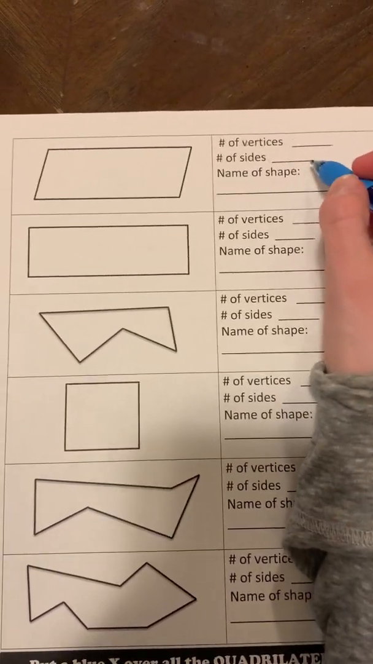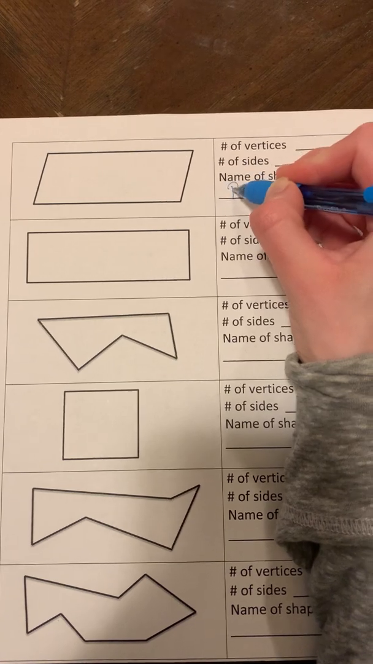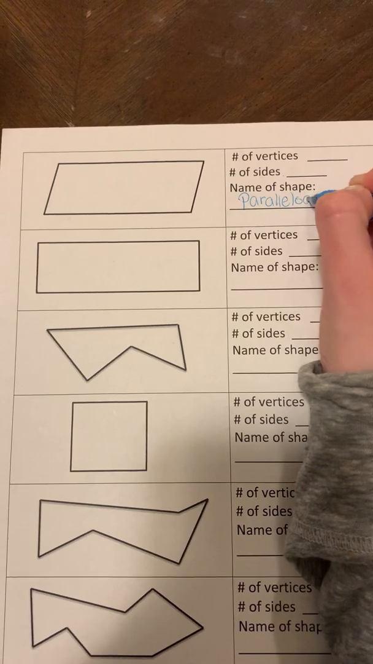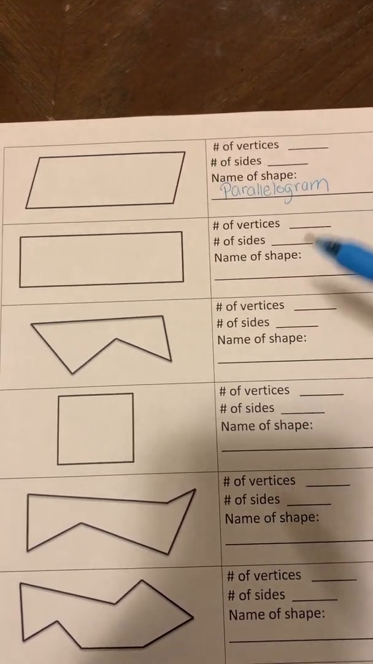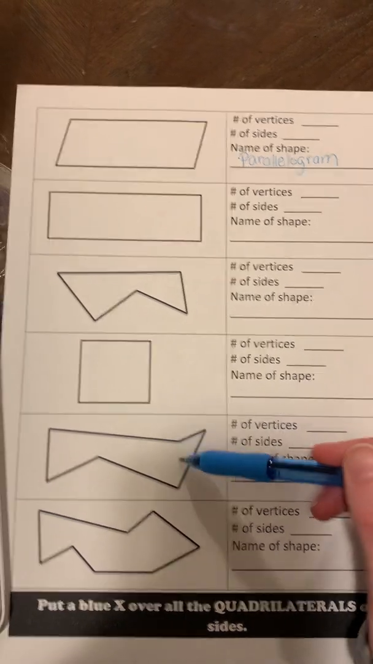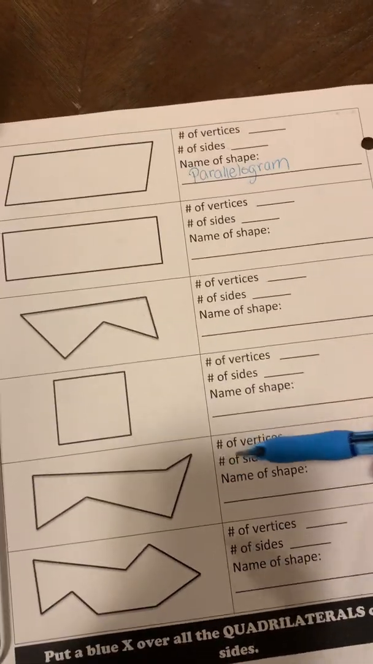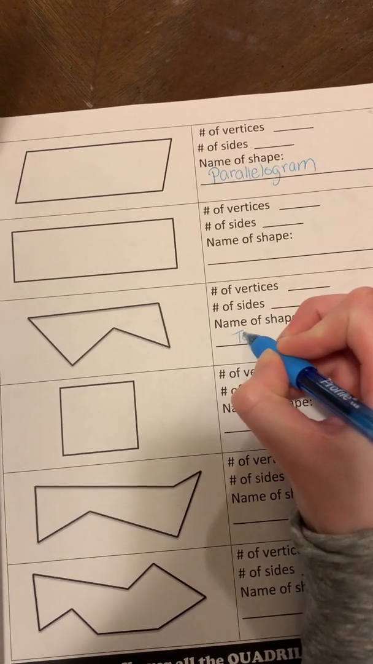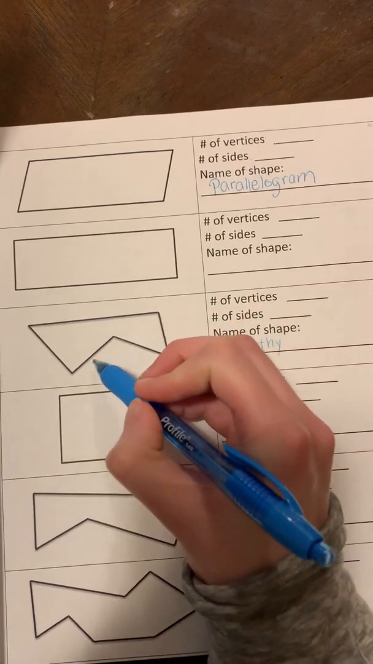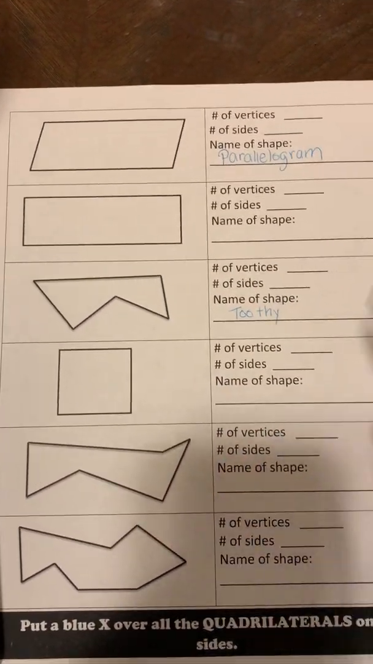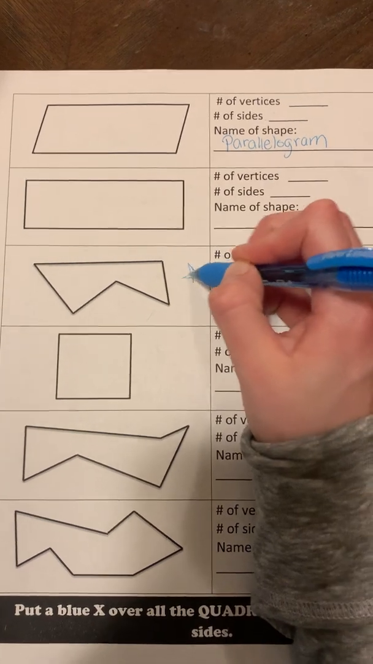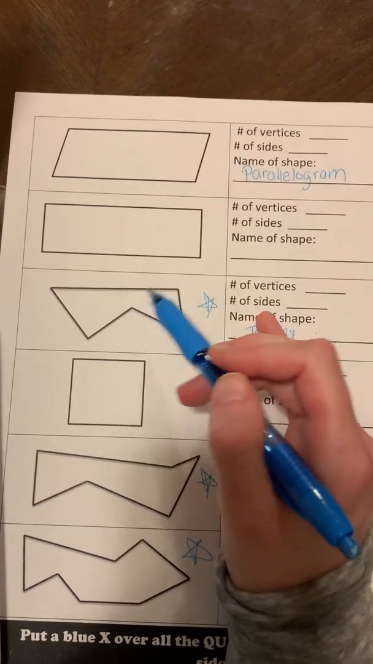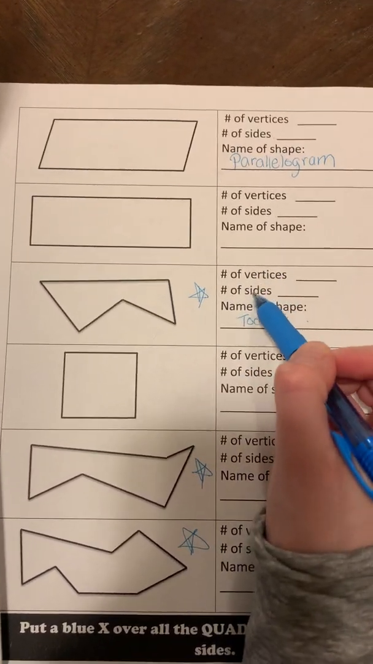I'm going to help you with the name of this first shape. This is also a parallelogram. For these shapes that are different and interesting, come up with a silly name. I might call this one, I'm going to call him Toothy, because it kind of looks like two teeth there. So you can come up with a silly name for this one, and this one. Come up with a silly name. For these shapes, you also need to count the vertices and the sides.